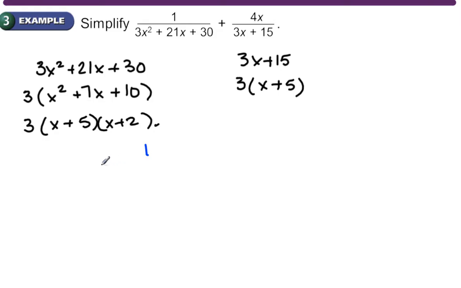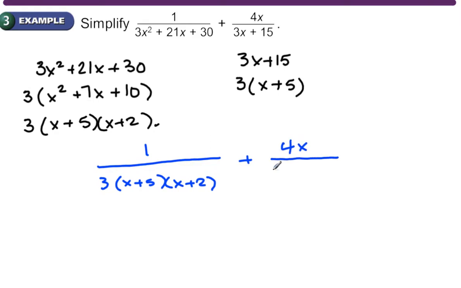We have 1 over 3 times x plus 5, x plus 2, plus 4x over 3 times x plus 5. Okay, so in order to add these, we have to have like denominators. We have a 3 on both sides. We have an x plus 5 on both sides. This one has an x plus 2. This one does not. Therefore, we need to multiply this one by x plus 2 over x plus 2.